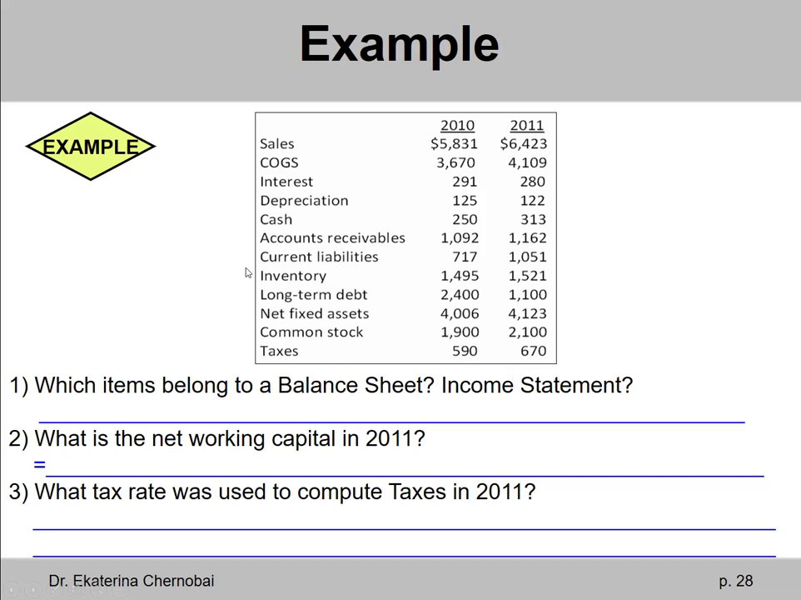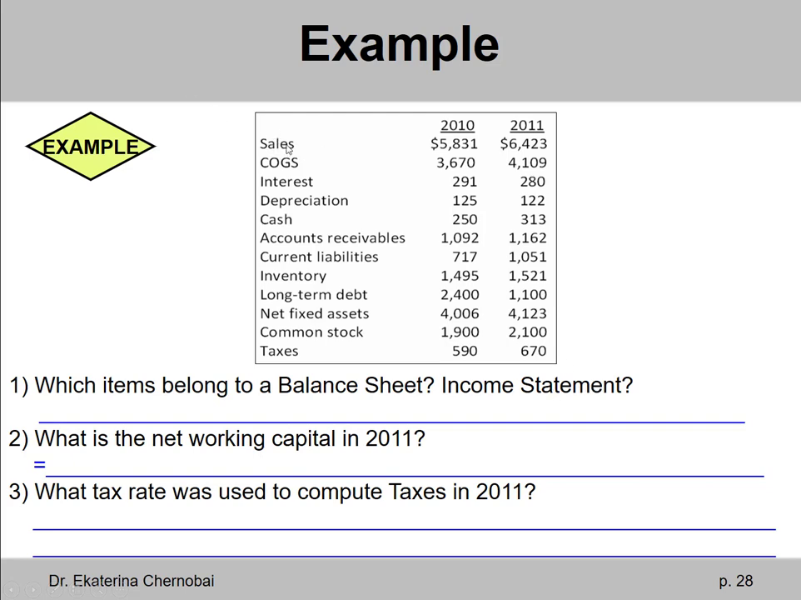Let's do sort of a comprehensive example. In this table, we are given different items. If you look closely, you will realize that some of them come from an income statement, others from a balance sheet. And we also have the value for each for 2010 and 2011. Question 1. Which items belong to a balance sheet and which items belong to an income statement?